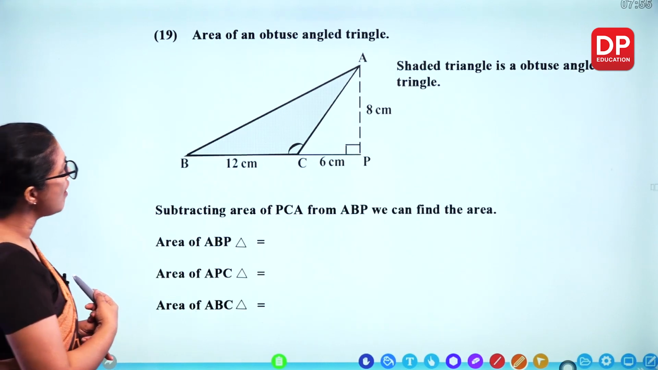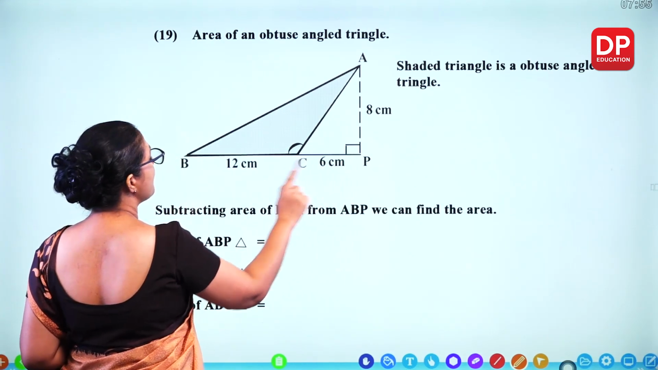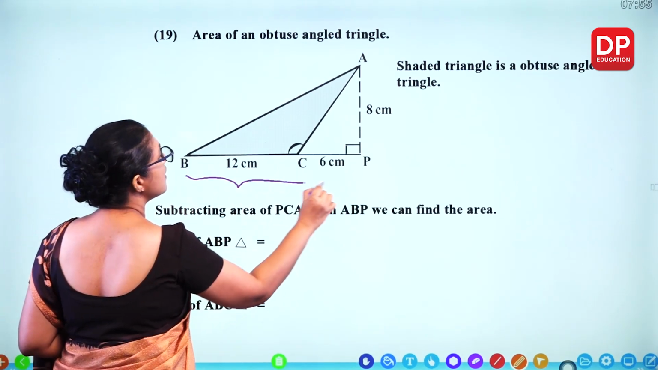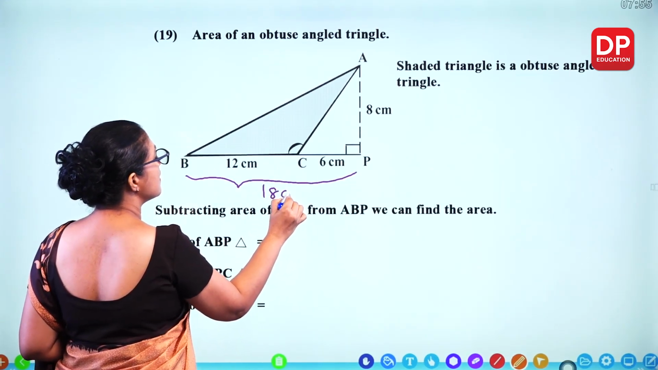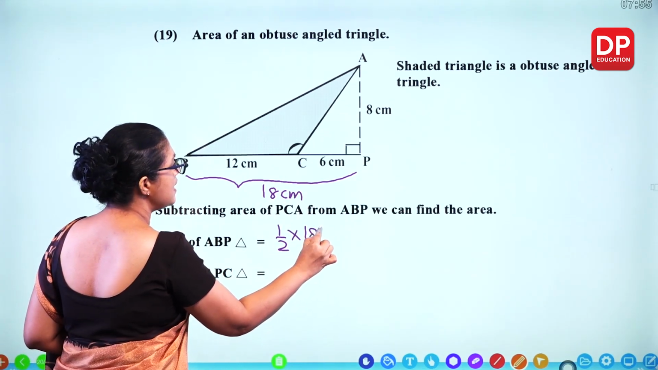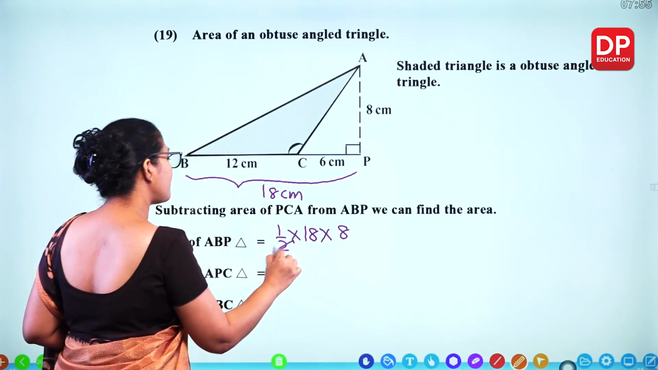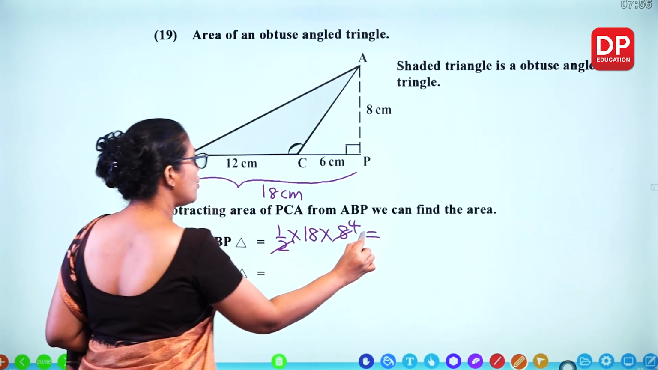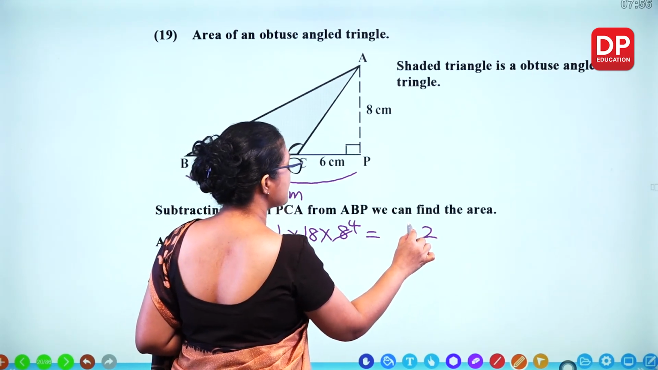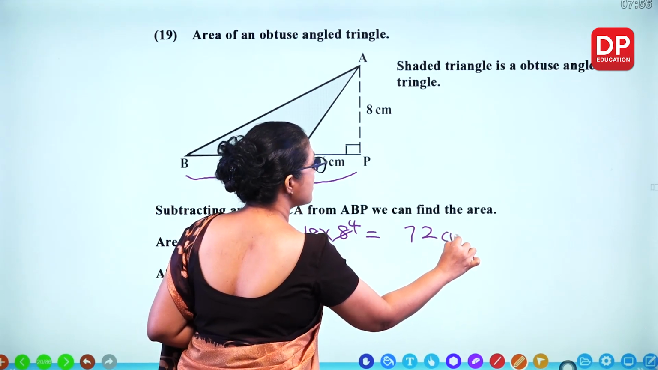That's a right angle triangle. So the base is 12 plus 6, the whole thing. So 12 plus 6, this whole thing is 18. So what's the area? Half times 18 times perpendicular height, which is 8. 2 times 4, you get 4 times 8, 32. 4 times 1, 4 plus 3, 7. So 72 square centimeters.